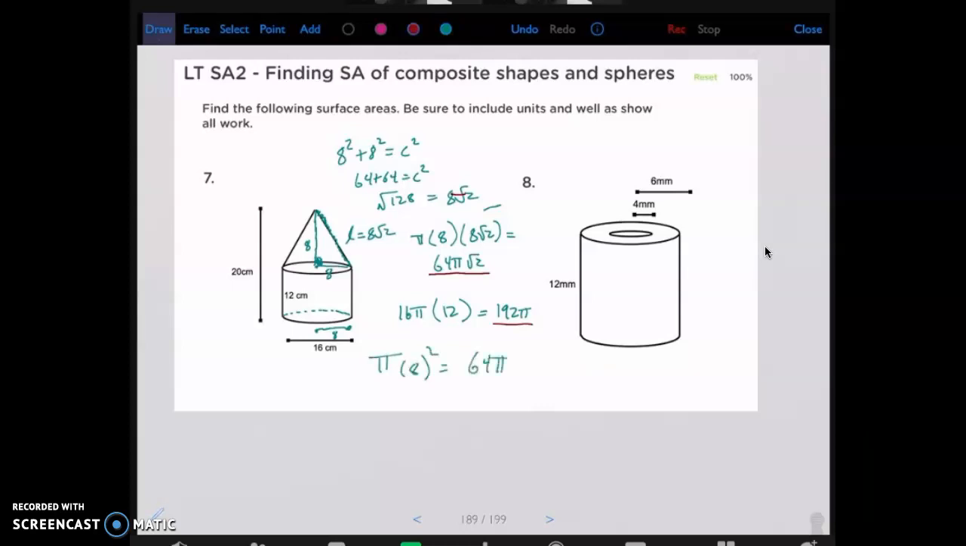To find the total surface area, I'm just going to add those 3 together. So I'm just going to get the decimal equivalent here, 64. I guess you could do it like this, 64 pi root 2 plus 64 plus 192 is 256. And I cannot combine those terms. These are not like terms because one is root 2 and the other one does not. Oh, and then my units are going to be centimeters squared. Boom.